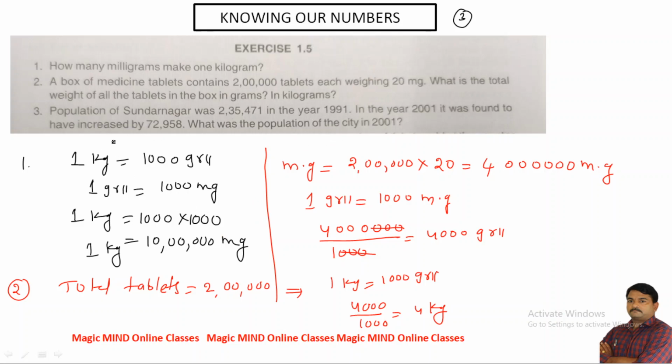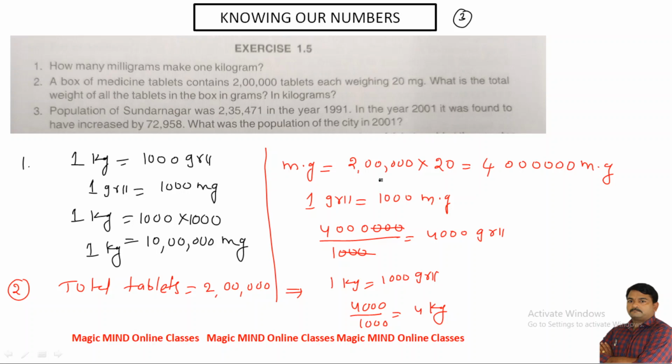First, read the question yourself. Population of Sundarnagar was 2,35,471. I hope you understood. Population of Sundarnagar was how much? 2,35,471. In which year? In the year 1991. In the year 2001, it was found to have increased by 72,958.